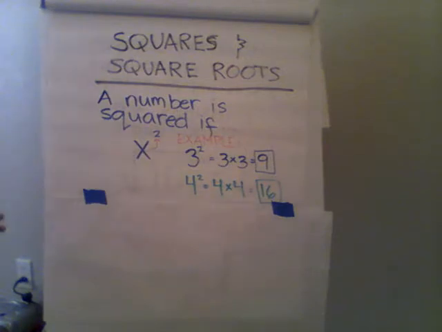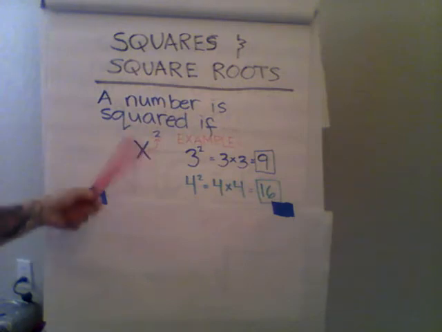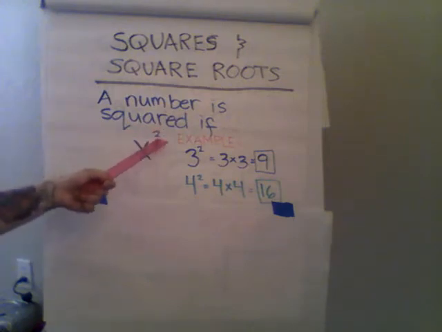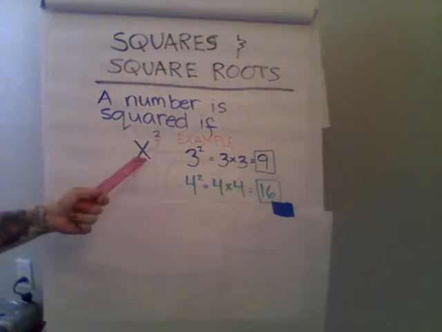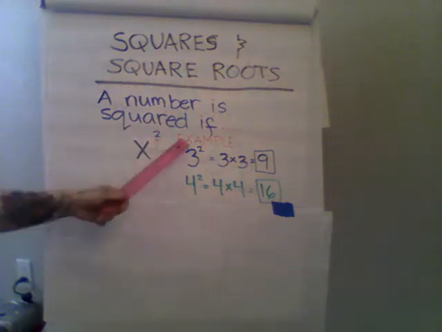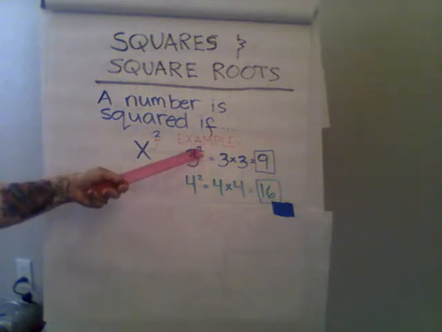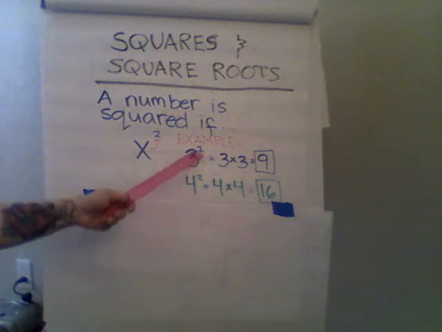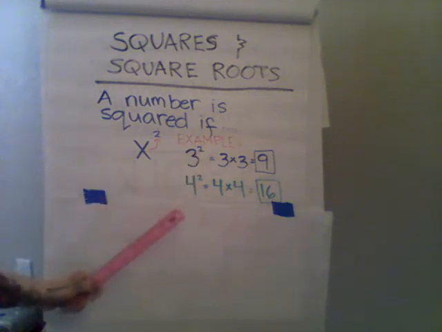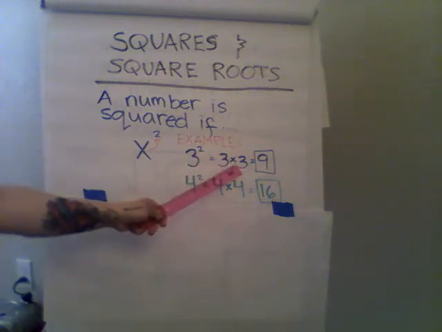So let's start off with numbers that are squared. If you have a number that is squared, that is, you have your value with a 2 in the upper right-hand corner, that doesn't mean this number times 2. It means this number times itself. An example would be 3 squared. That's what they call it when it's a 2 in the upper right-hand corner. It's called a squared. So 3 squared is not 3 times 2. It is 3 times 3.